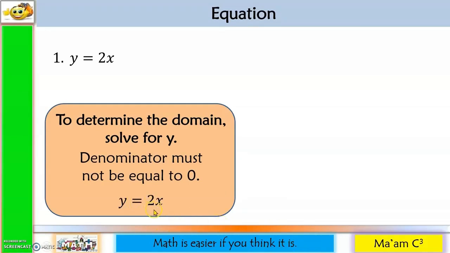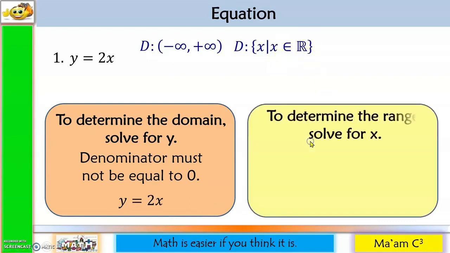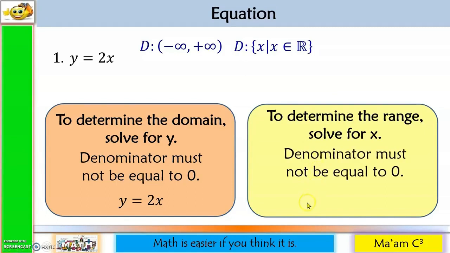So therefore, we don't have restriction. So our domain is from negative infinity to positive infinity, or the set of all real numbers. To determine the range, let us solve for x. Again, our restriction is the denominator must not be equal to 0.